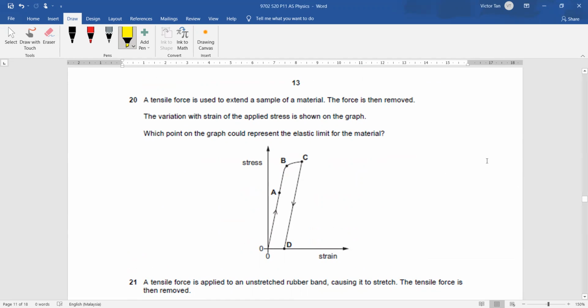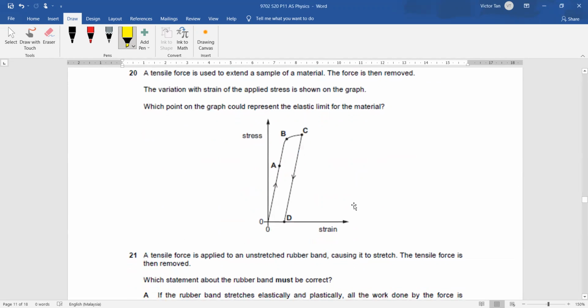Okay, next question. Question 20. A tensile force is used to extend a sample of material. The force is then removed. The variation of strain with the applied stress is shown on the graph. Which point of the graph could represent the elastic limit? Elastic limit doesn't follow Hooke's law anymore. Okay, it's very clear. B.